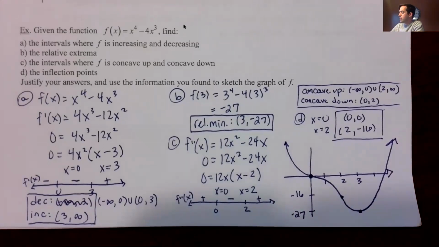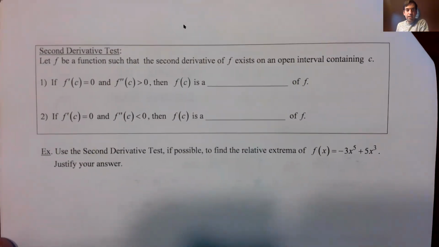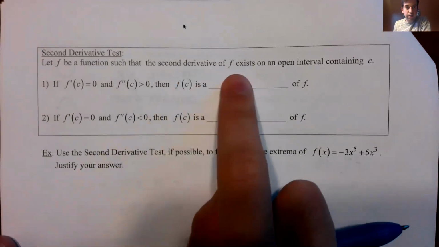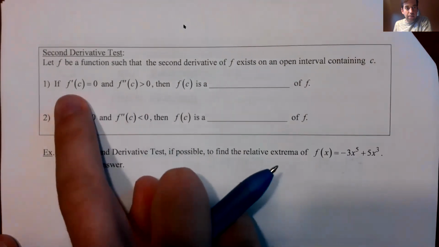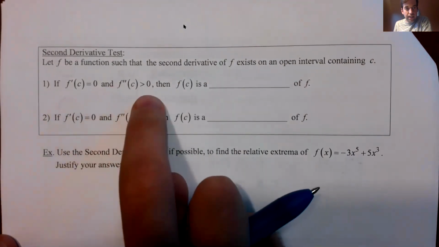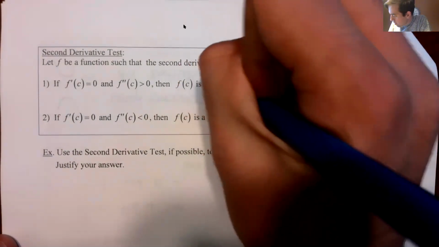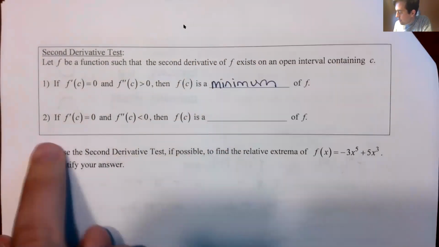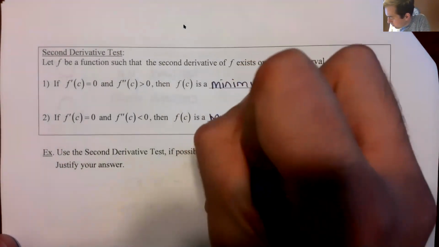Next up, we're going to look at the second derivative test. The second derivative test says that if f is a function such that the second derivative of f exists on an open interval containing c, if the first derivative is 0 and the second derivative is greater than 0, we're looking at a minimum. And if the first derivative is 0 and the second derivative is less than 0, we're looking at a maximum.